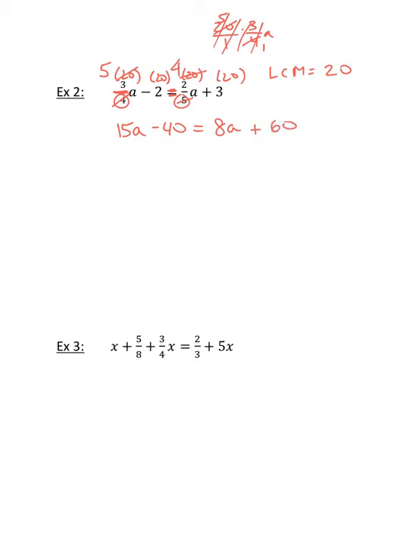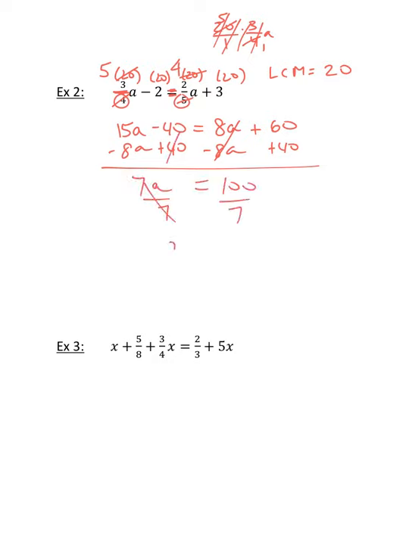Fractions are cleared out in the first step. So now I'm going to gather terms. Minus 8a. Add 40 to both sides. I have 7a equals 100. Divide by 7. This one cannot be simplified any further. I just leave it 100 over 7.